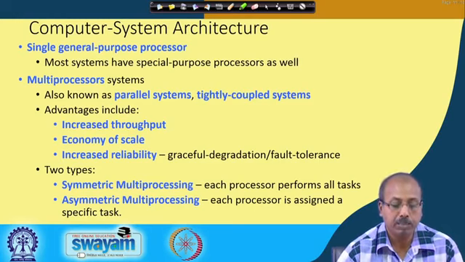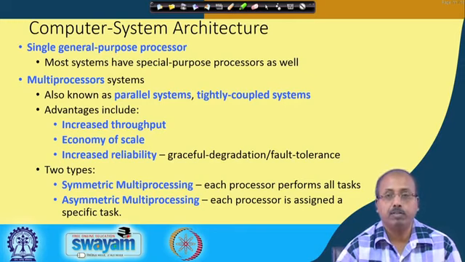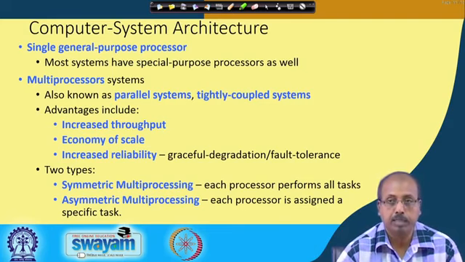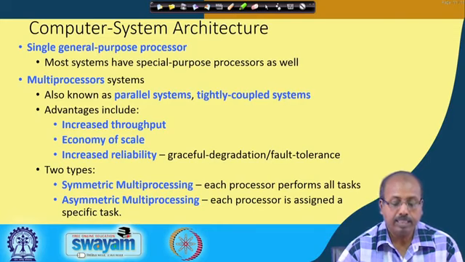Then we can have multiprocessor systems, also known as parallel systems or tightly coupled systems. Multiprocessor means we have multiple processors, so they can be made to do many jobs parallelly, many operations together. Multiprocessor systems have the advantages of increased throughput, economy of scale, and increased reliability.